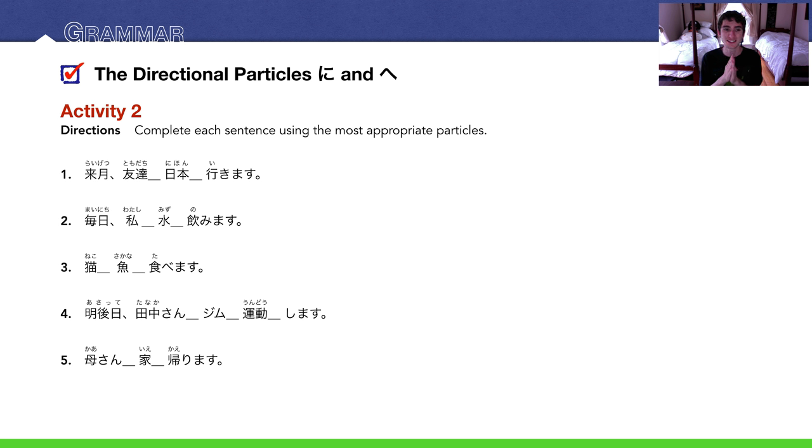Number four. あさって、田中さん、ジム、運動します。 Three of them in this sentence. Do you remember the word あさって? あさって means the day after tomorrow. 田中さん is a person, Mr. Tanaka or just Tanaka. He's first in the sentence, so this is probably wa, okay? 田中さんはジムで, at the gym, 運動をします。 That's one possibility.